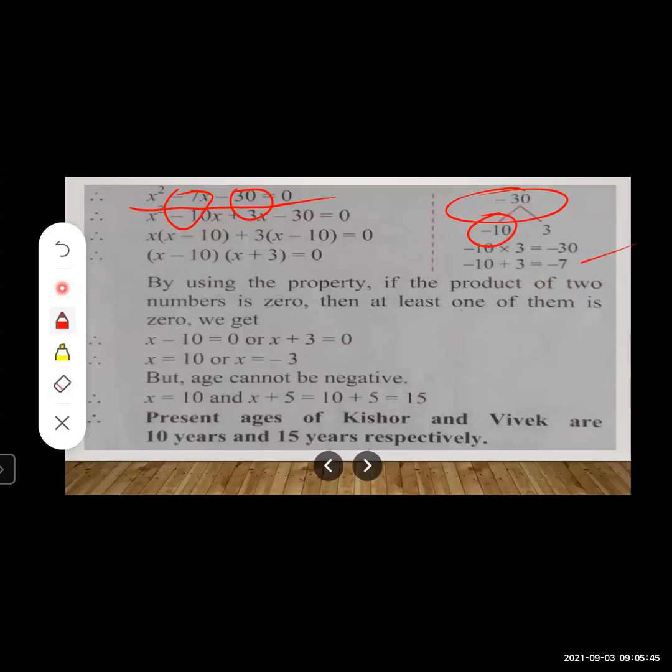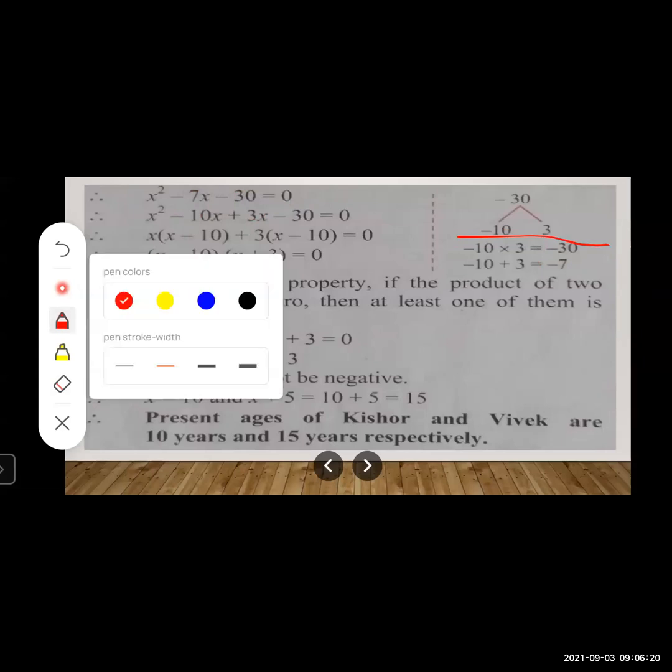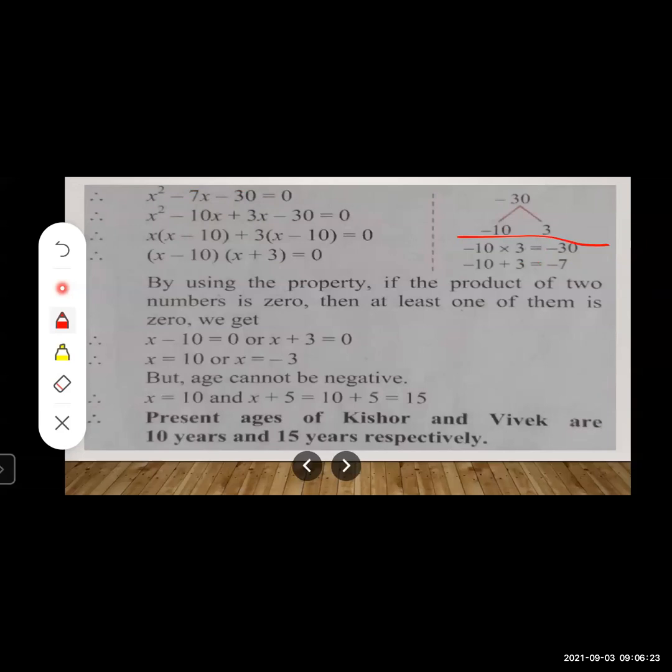That is what I want. And when I multiply these factors, minus 10 into 3, what am I getting? Minus 30. That is the last term. It means both the conditions I am fulfilling with these two factors, right? Yes, I am getting the middle term and the last term also. So I can use these factors. So let us use these factors, minus 10 and 3. Now I will rearrange this quadratic equation by using these factors.